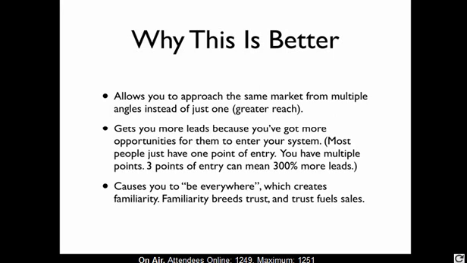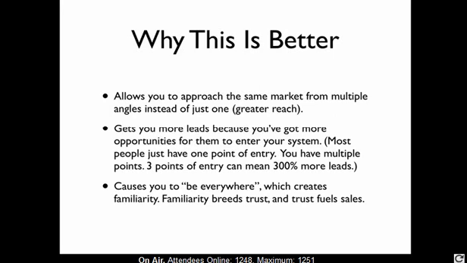And another huge benefit is because you have so many points of entry. Let's say you have 3 reports instead of 1. This causes you to be everywhere. That means they're seeing your ads everywhere. You likely see my ads everywhere. Well, what does that do when you constantly see me, or when your prospects constantly see you? It breeds familiarity. Familiarity breeds trust. Trust fuels sales. And what is a celebrity other than a famous person? What causes you to be famous? To be seen everywhere. You see where this is going?